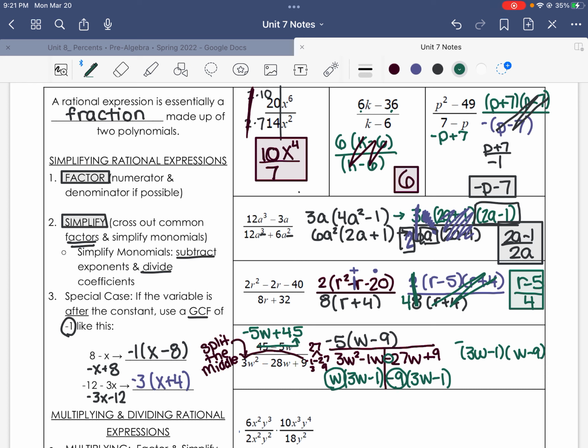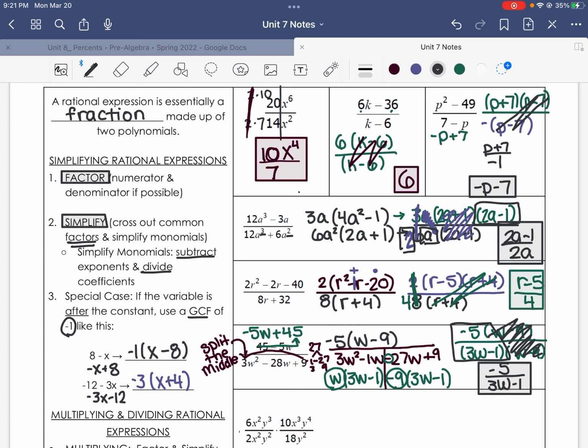Then on top, you leave what you already had and look for something that crosses out because you're done factoring. W minus 9, and that's it. This is your answer. I'll rewrite it down here if it helps you to see it. But you don't have to rewrite it if you already have it listed in your work.